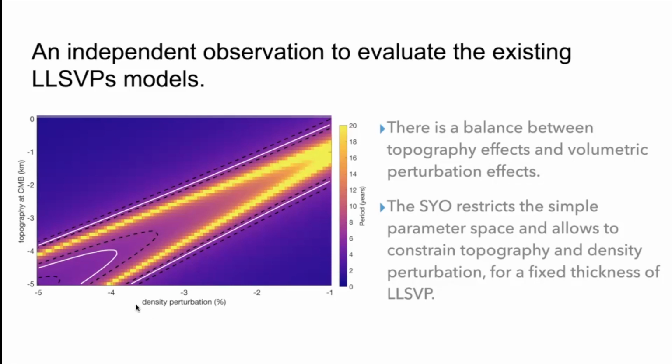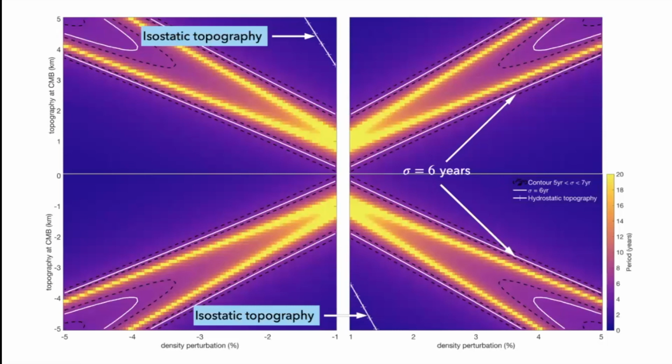But this is when I consider only negative density perturbation and negative topography, but we can expand this in all possible directions, and then we get this figure, which is basically the same. It's just that we consider all the different quadrants for the density perturbation and the topography. So once again, you have the white line, which corresponds to a 6-year oscillation, and the black lines are 5 and 7 years.